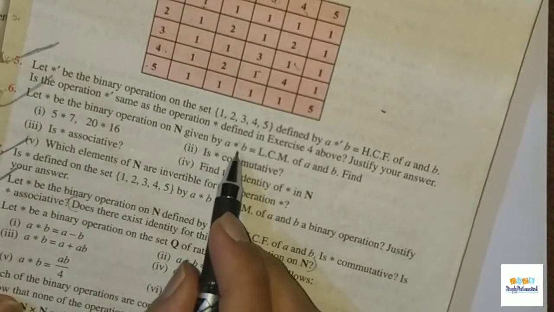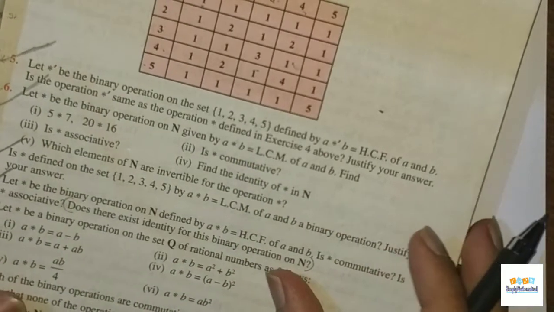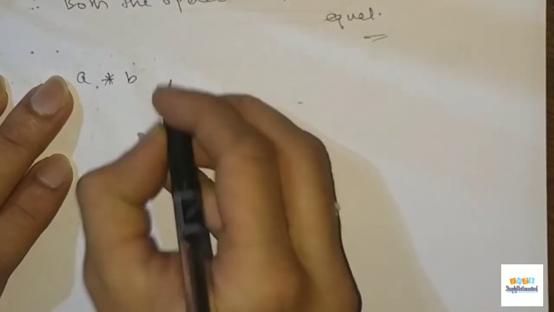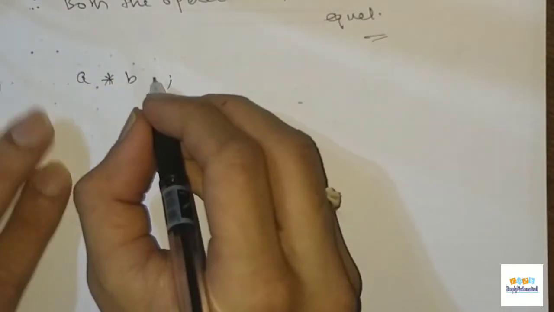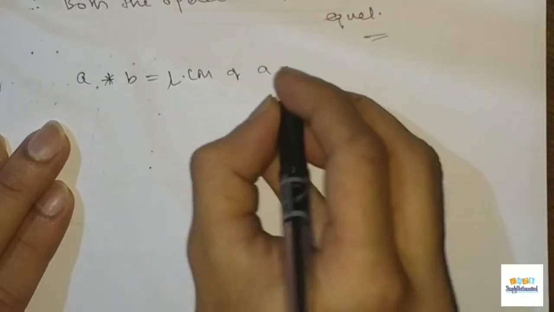Now the operation given is a star b equal to the LCM of a and b. It is now the LCM. So a star b is the operation which is equal to the LCM of a and b.